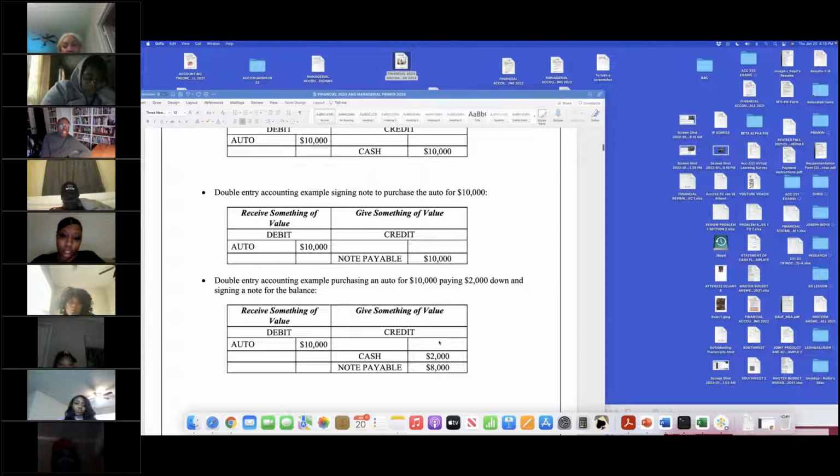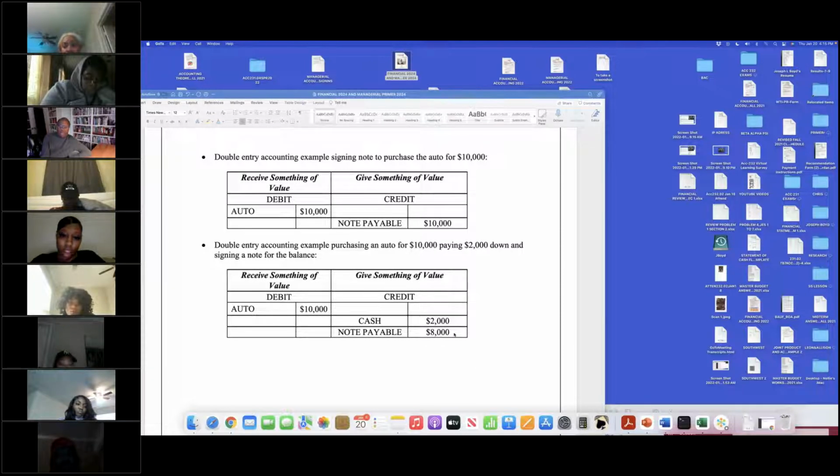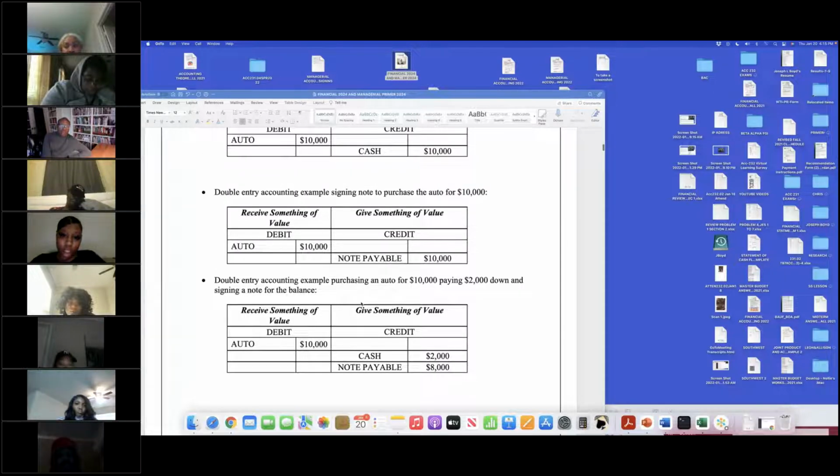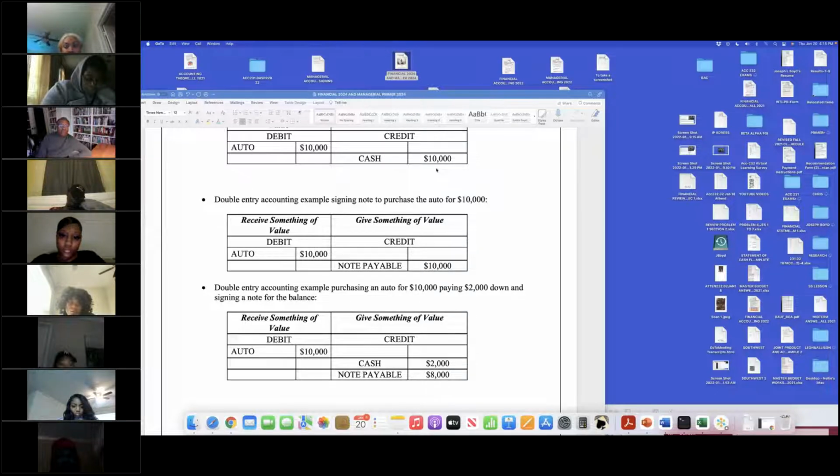So each time we debited auto, but we reflected how we bought the auto. Did we pay cash? Did we sign a note? Or was it a combination of the two? Does everyone see those journal entries and how they're working? And notice that when we have more than two accounts in a journal entry on one side, the debits always have to equal the credits. Okay? The debits have to equal the credits.